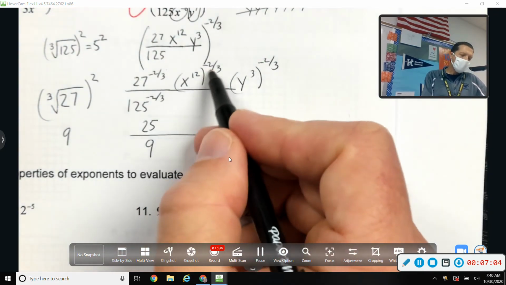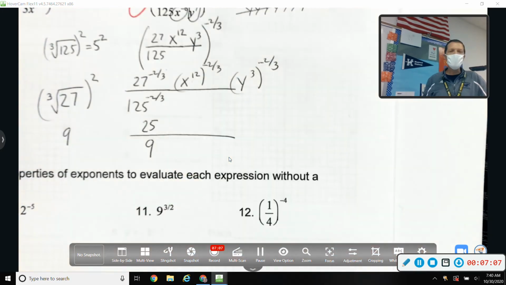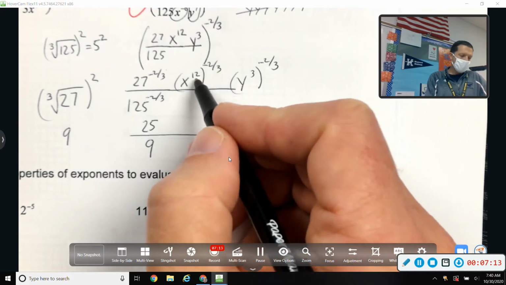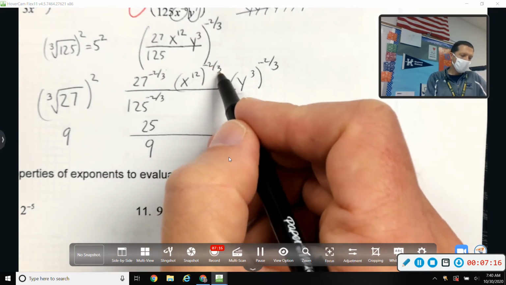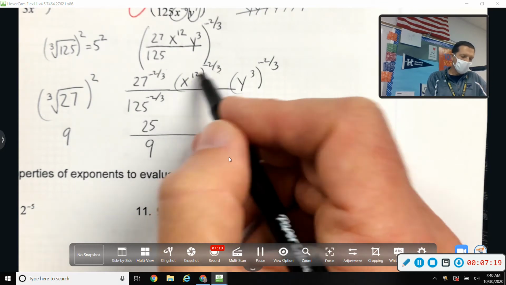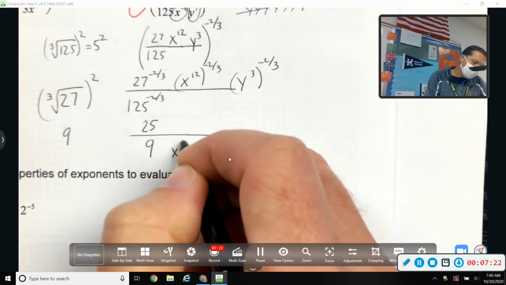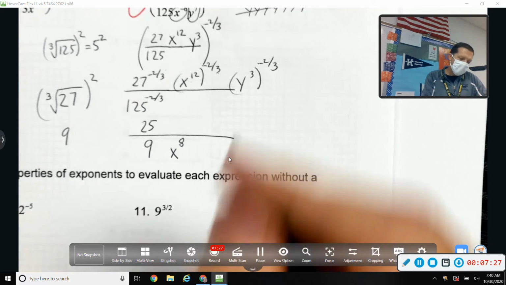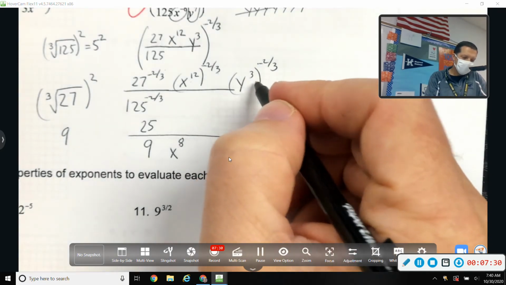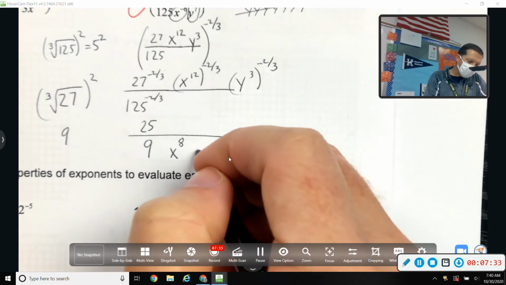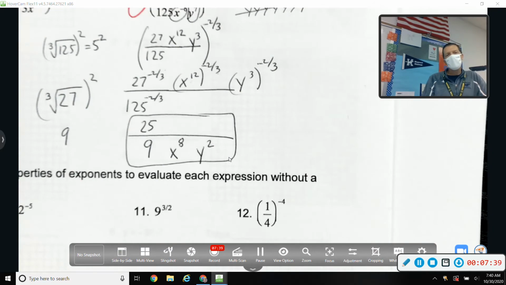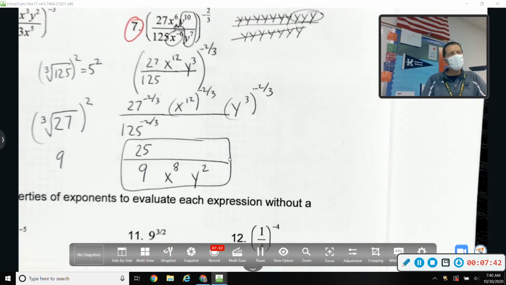Now the exponents are even easier because we said power to a power we multiply. So 12 times 2/3. 12 times 2 is 24. Divided by 3 is 8. Or 2/3 of 12 is 8, either one. And that would flip to the bottom, so x to the 8th. Two-thirds of 3 would be 2. But negative, so it flips to the bottom. So again, that's review, but we hadn't done it in a while, so worthwhile review.